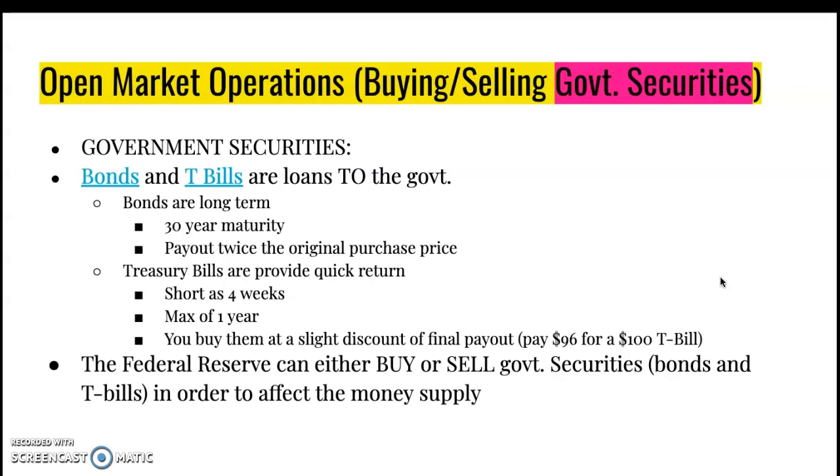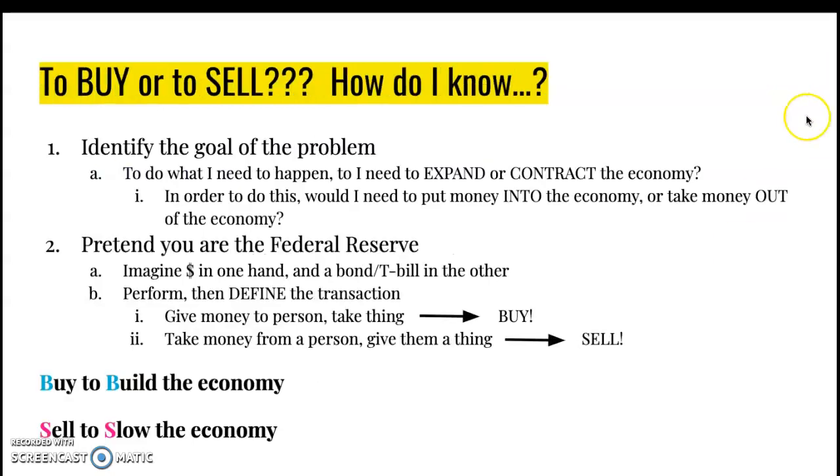And so what the Federal Reserve does is that they can choose to either buy these bonds and treasury bills back from the public, or they can sell them to the public. They can do that through the rates they offer them in order to affect how many dollars are out in the world. So that's the tool we're looking at today: the Federal Reserve either buying or selling government securities, these bonds and treasury bills, to affect how much money is out in the world for us to get our hands on.